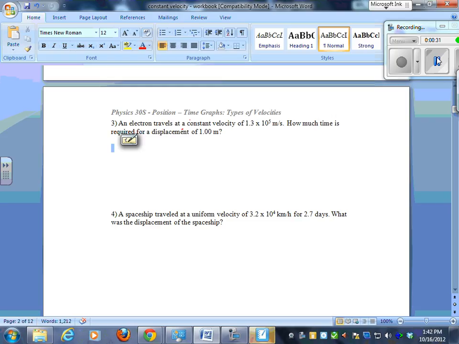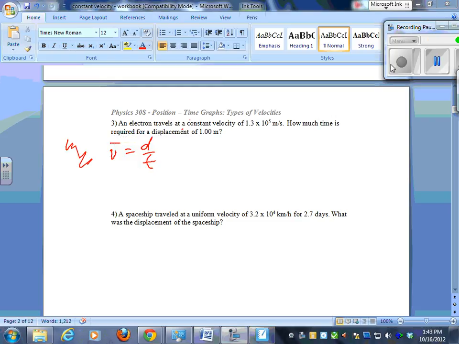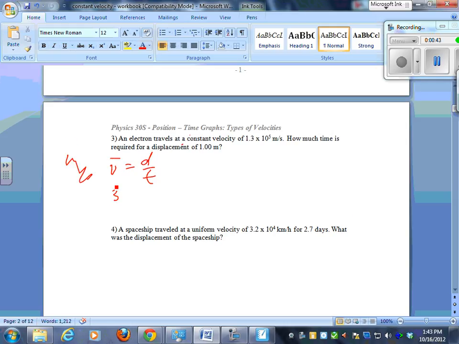V bar equals d over t. How much time is required for a displacement of 1 meter? So I put my velocity of 1.3 times 10 to the 5 in there. My displacement is 1, and I solve for t, right? And so my t is going to be 1 over 1.3 times 10 to the 5. And you should get an answer of 7.69 times 10 to the minus 6.